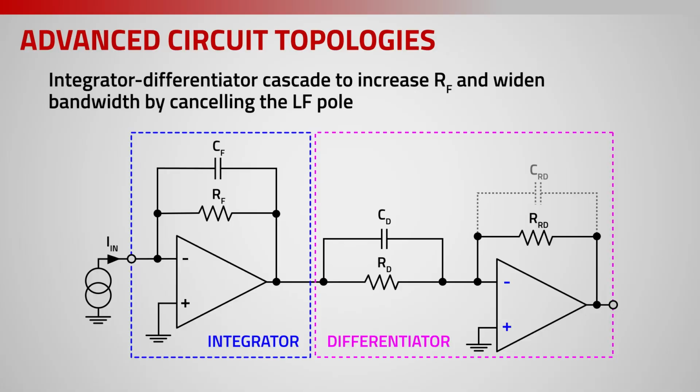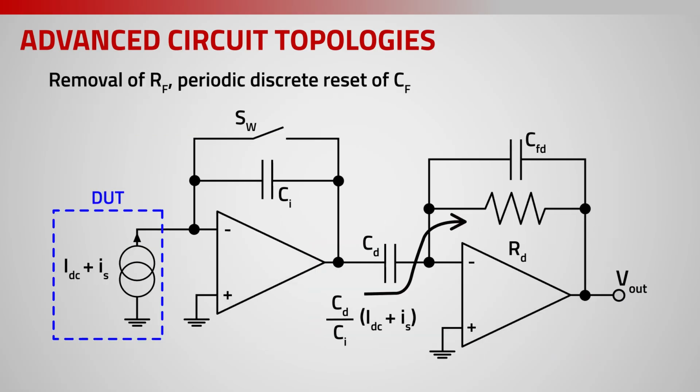Then it's possible to act at circuit level by adopting some advanced topology that can overcome the trade-off limiting the transimpedance stage, for instance using the cascade of an integrator and a differentiator, or completely removing the feedback resistor and using, for instance, periodic reset to discharge the input capacitance.